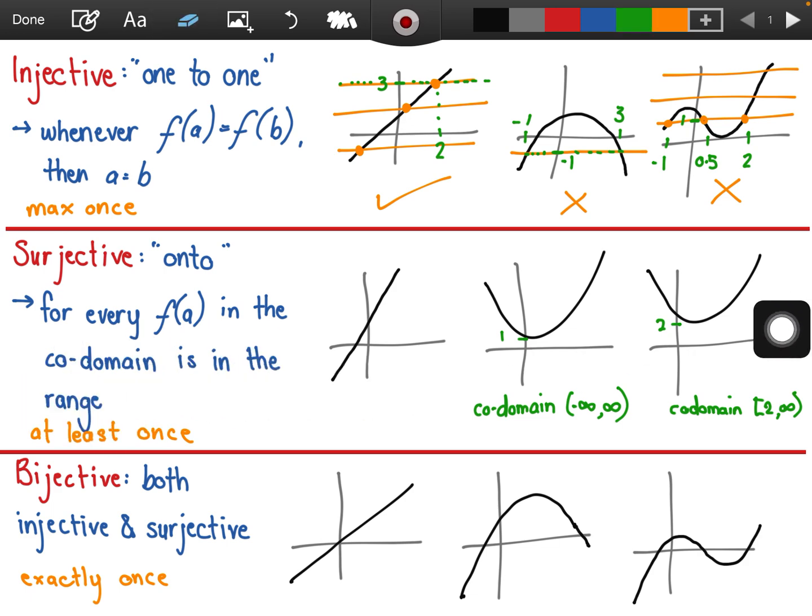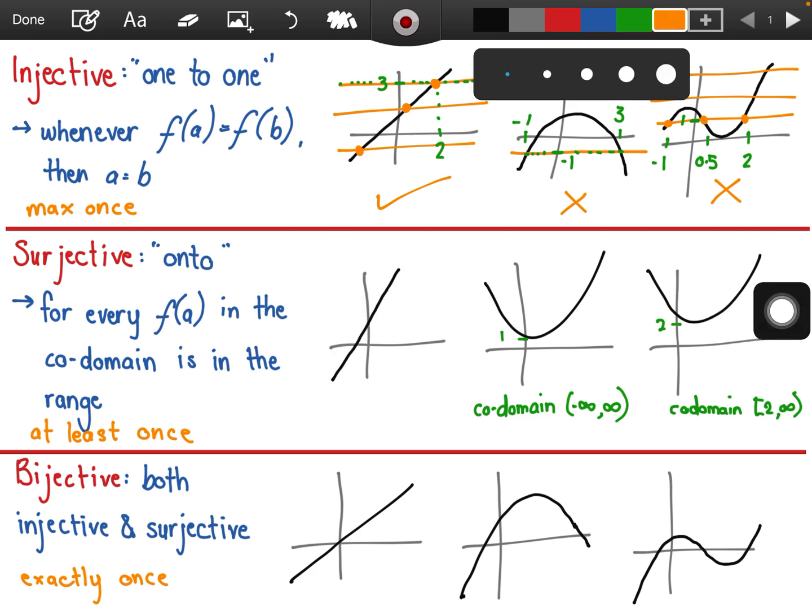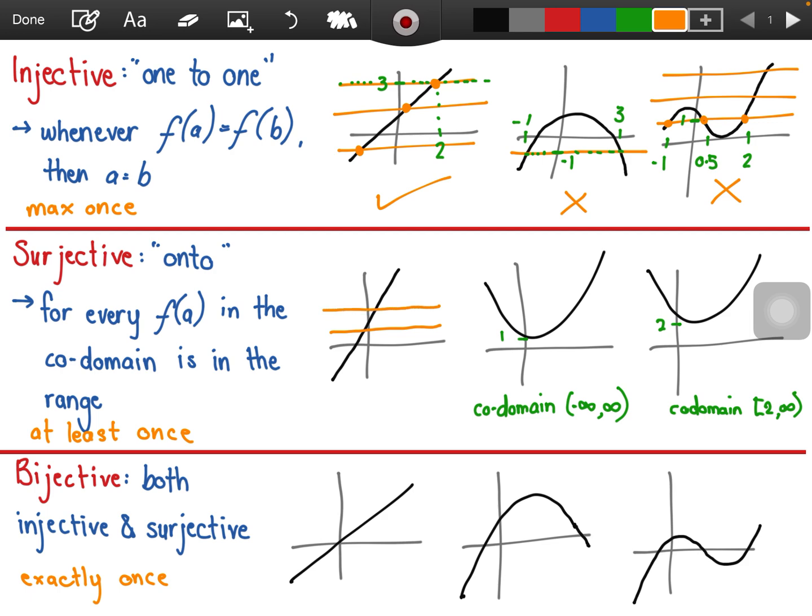Okay, so our codomain is given to us, and our codomain can change. So for this one, for example, my codomain might be the set of real numbers. For the set of real numbers, from minus infinity to infinity, any horizontal line I draw is going to cross this line at least once. So they are all crossing the line at least once. That means that this is surjective.